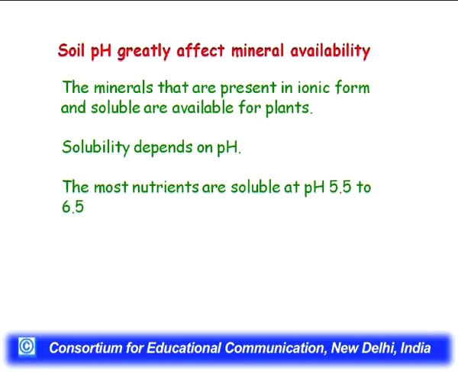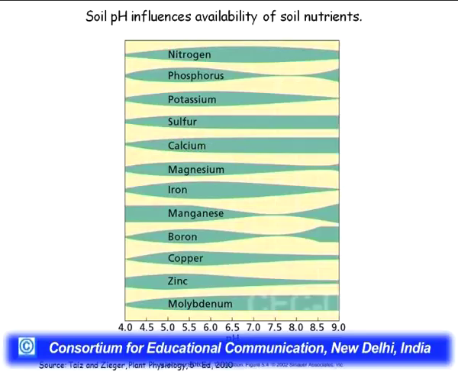Now why they are good may be understood by looking at this chart. This chart tells you the solubility of different elements over a range of pH. The lower axis, which you can't see, is the pH. The leftmost column here is pH 4, and the rightmost column is pH 9. So the solubility is graded over pH 4 to pH 9. Now look here, this is nitrogen. Nitrogen's maximum solubility is somewhere around 6.5 to 7. However, solubility is there from at least 5 to 9.